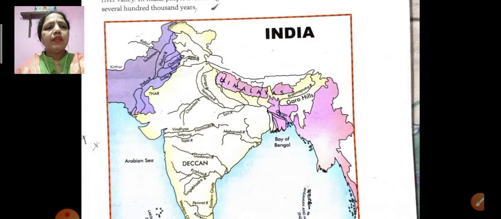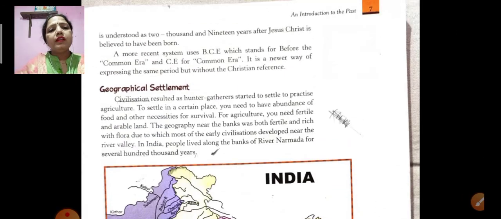In this page we will know about the geographical settlement. And before that, we will know about one thing, a more recent system: BCE, which stands for Before the Common Era, and CE, Common Era. It is another way of expressing the same period, but without the Christian reference.